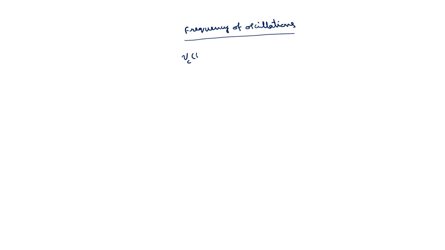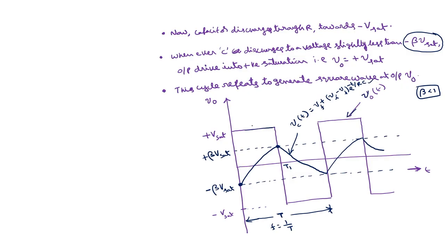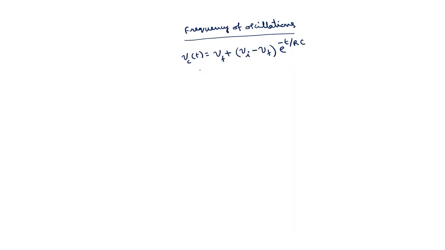So the voltage across the capacitor Vc of t is given by V final value plus V initial value minus V final value into e raised to the power of minus t by RC. Here, what are the V final value and V initial value? This will be your starting value. So V initial value is minus beta V sat, and the final value has to go up to plus V sat. After reaching plus beta V sat, the output changes, but the final desired value is this plus V sat. So here the initial value is minus beta V sat and the final value is plus V sat.